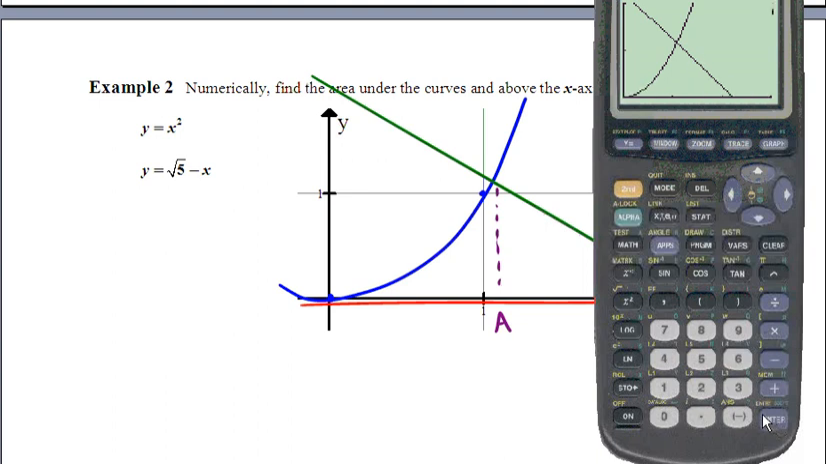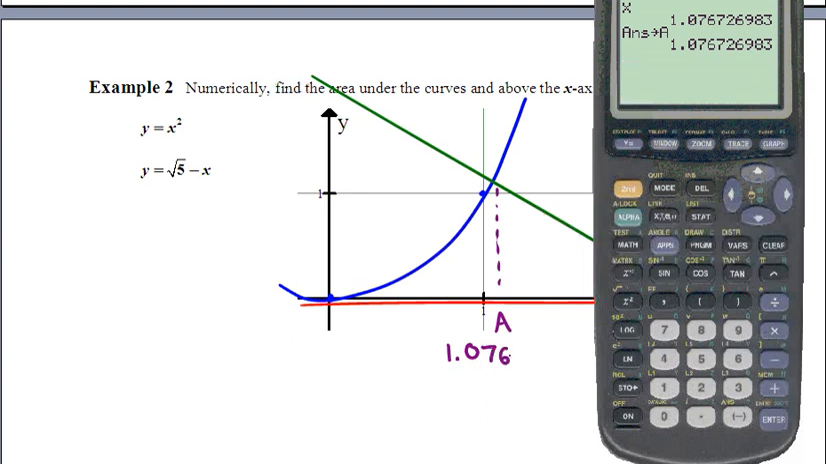Okay, so that intersection is at around 1.0767. It's probably right now stored in X, so I'm just going to quit out of here for a minute, take a look. Yeah, there it is. I'm going to store that as A because I know my calculator likes to use that. So this A value is somewhere around 1.07672, but I'll grab the precise number when I go to do this.